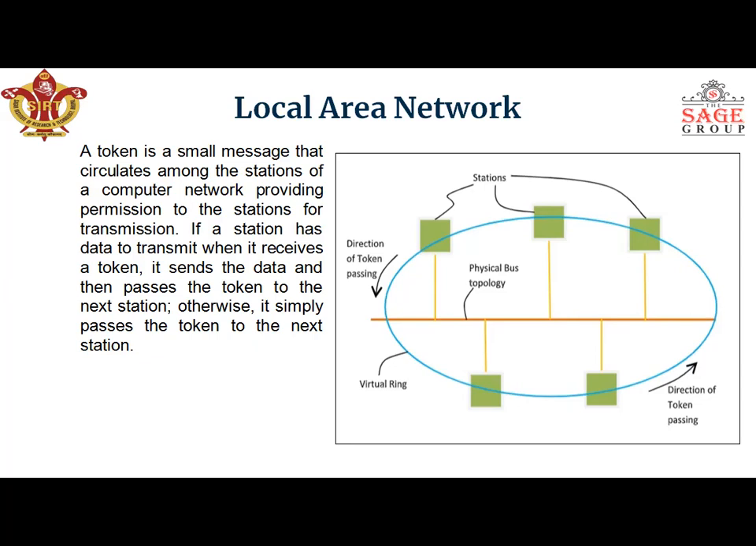And if the third station wants to send data, they have some data to send, so what it can do, it removes that token, and instead of that token it puts the data in that logical ring. Physically it is a token bus, but logically it is a token ring.